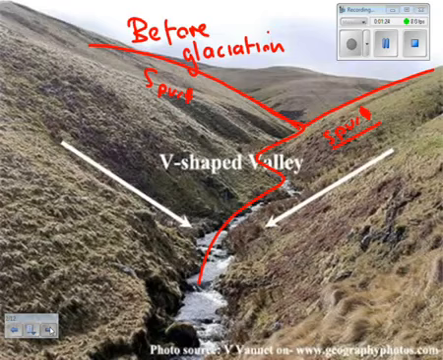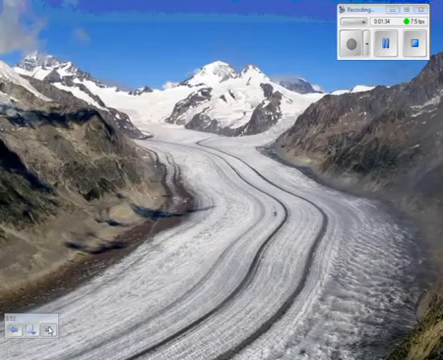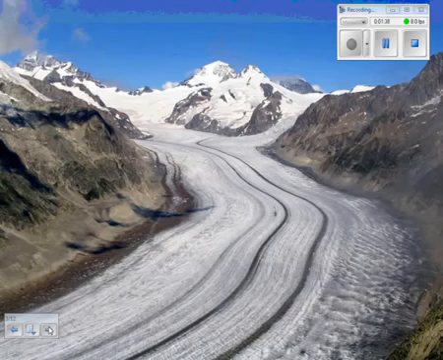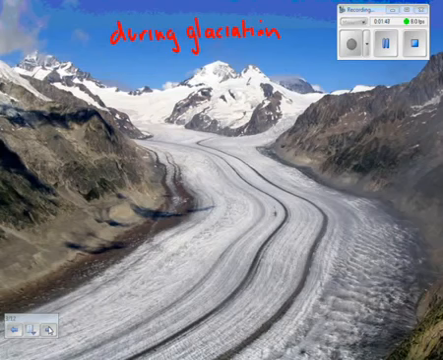Now, the glacier then extends beyond the corrie, collecting ice from different corries from the side as well, and gaining ice mass, forming a full valley glacier. And it starts to look something like this. Here we've got a glacier in the Alps. So this is now during glaciation. And clearly the ice is now cutting through the landscape.